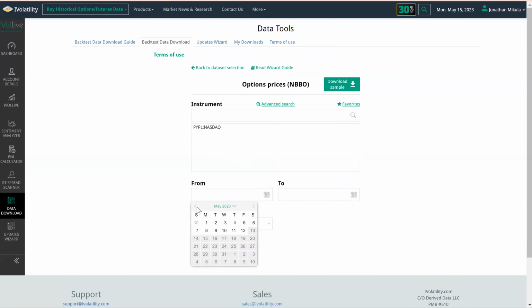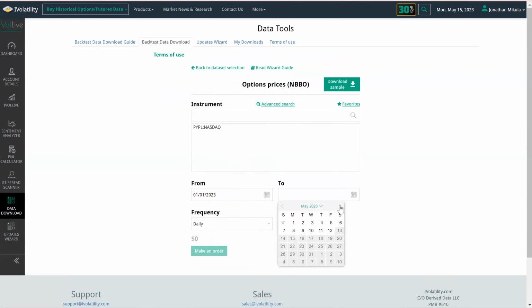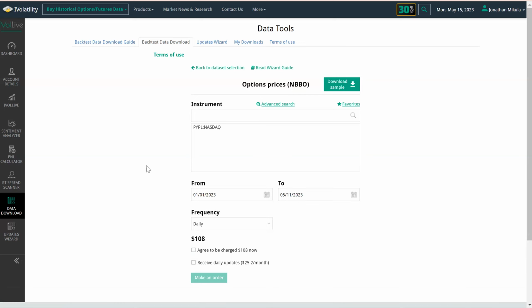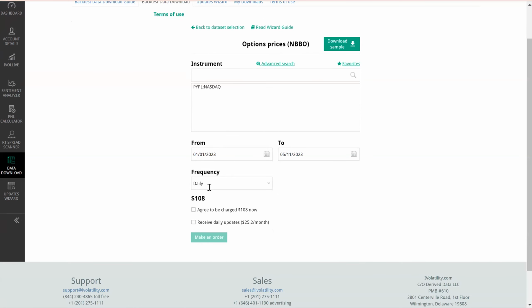And I could choose a custom time frame that I want to evaluate all option prices for, because if I want to look at the strategy, hey, anytime PayPal hits this price, for an example, what would happen if I sold an at the money put option, right? Which is what I'm doing today. So I could then come here, it will tell me the price to get this data. I can agree to be charged that data. I can then also receive daily updates on PayPal, which can be very useful if you have a name that you trade often. So here we go.